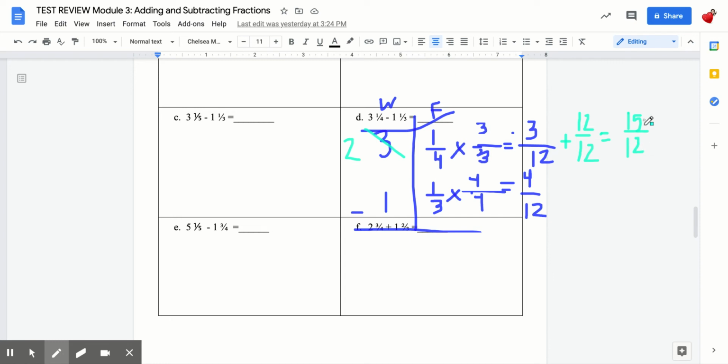Now, can I do 15/12 minus 4/12? Yes, now I can. 15/12 minus 4/12. Well, I know 15 minus 4 is 11. 11/12. And now I can subtract my wholes. 2 minus 1 is 1. We get 1 11/12.